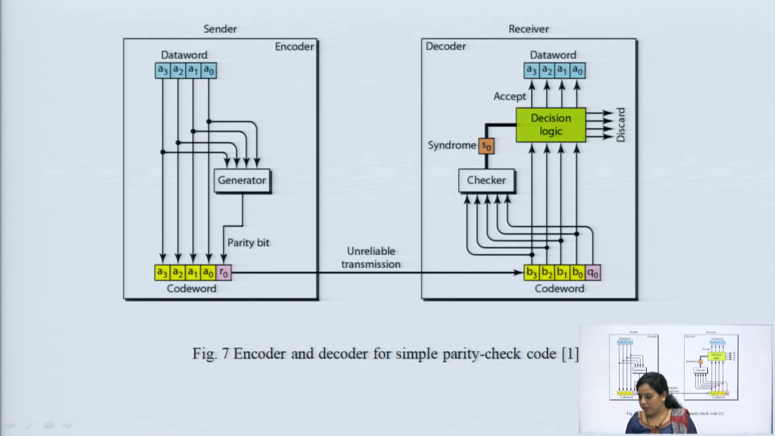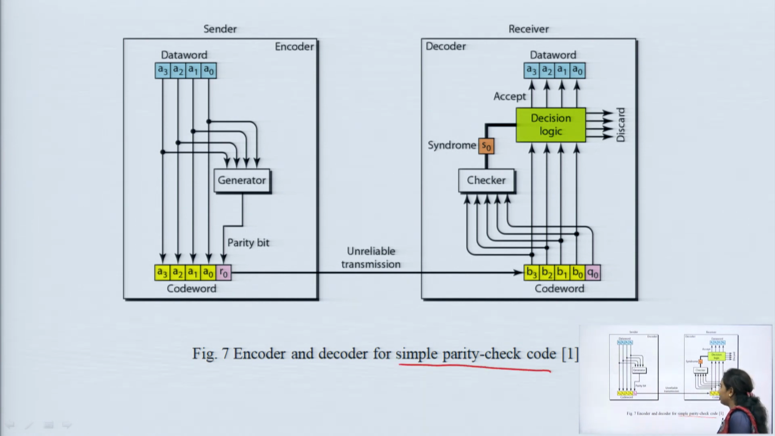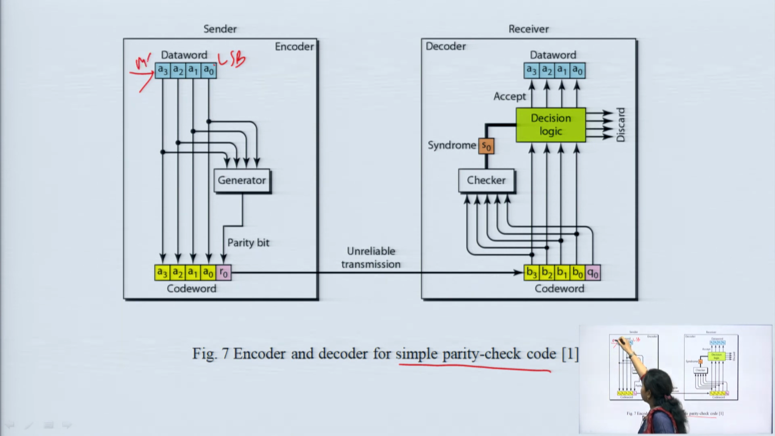Next is the encoder and decoder for the simple parity check code. If you want to check the parity of the bits, whenever you transmit the data word plus the redundant bits, only the redundant bits will be checked, and these redundant bits are known as the parity bits. So, this is the sender side, and here we are taking 4 bits of information, denoted by A0 to A3. This is the LSB, least significant bit, and this is the MSB. You can take any one, vice versa also.